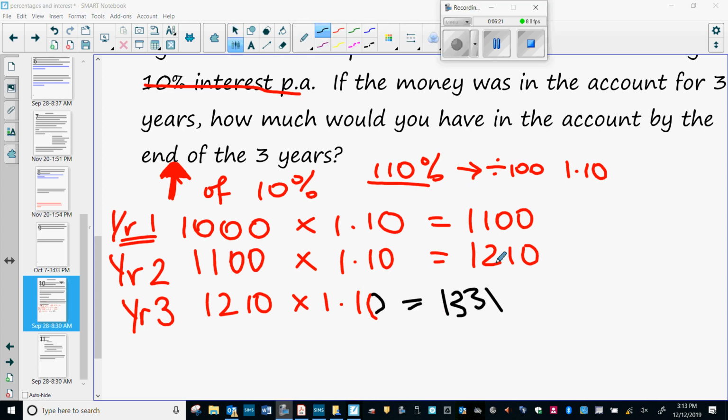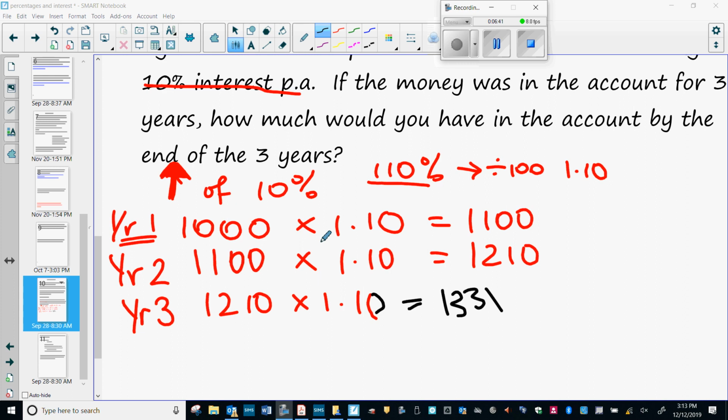Okay, so we've now got those values there. So we can see that after the 3 years, we went from having just $1,000 to $1,331. That's not bad, is it? It's just 3 years and not really doing anything. And the reason is because we're finding 10% of a bigger number each time.